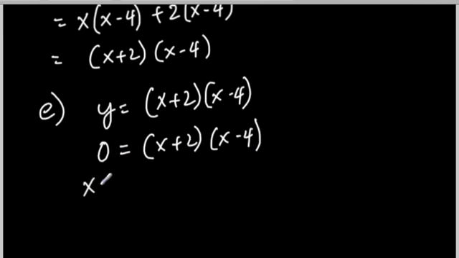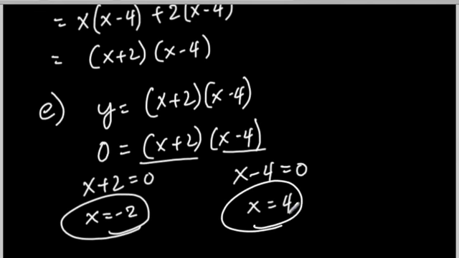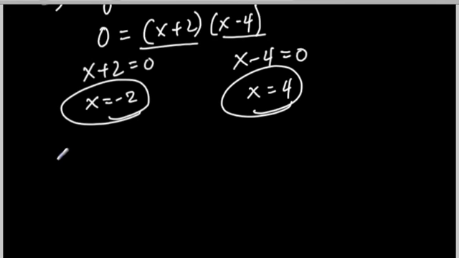So in this case, x plus 2 equals 0. We can set each of these to 0. So x equals -2. And then in the second one, we can also set that to 0. So x minus 4 equals 0. So x equals 4. So these are our two intercepts, or x-intercepts.